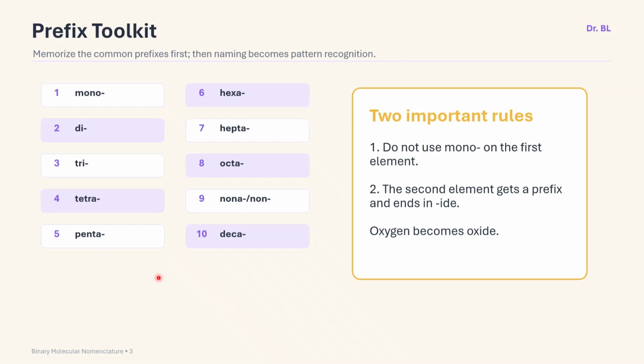compound. In addition to that, you need to remember this rule. When we are using the mono prefix, we should not use it for the first nonmetal element. The mono prefix we can use for the second nonmetal only.